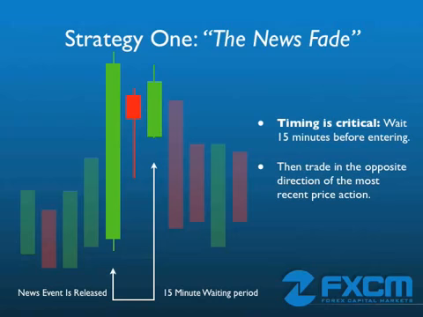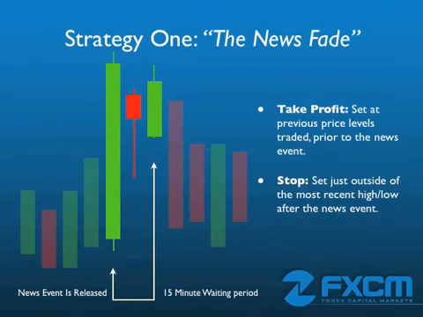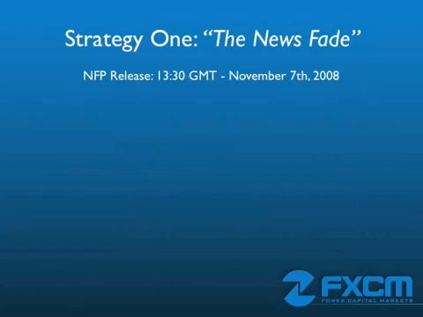After 15 minutes have passed, we're going to trade in the opposite direction of the recent price action in anticipation that the price should revert back to previous levels. We want to set a take profit around the price levels previously traded, and a stop just outside the most recent high or low that was made after the news event came out. Placing a stop to limit potential losses is very important, as there's always a chance that the price action will continue in the initial direction of the move. Let's now look at how we can use this strategy after a news event like NFP.